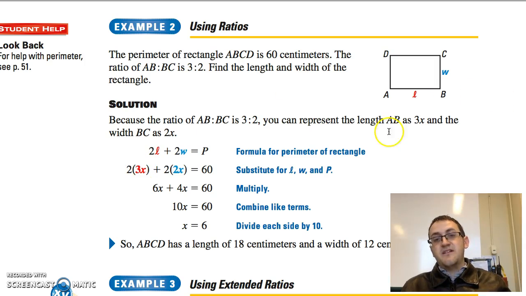And we don't know what it's going to be scaled by. That's what x kind of is. And we just plug 3x and 2x into our equation. So I get 2 times 3x plus 2 times 2x to get 60. So 6x plus 4x equals 60. And as a result, we get 10x is equal to 60. We're going to divide both sides by 10 to get 6.